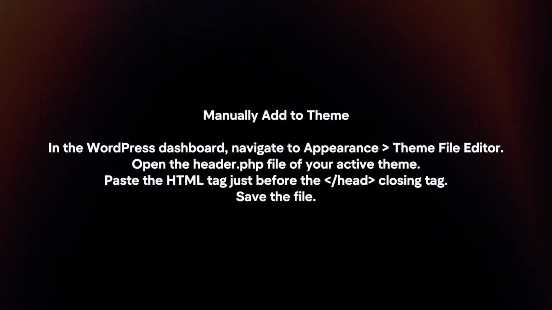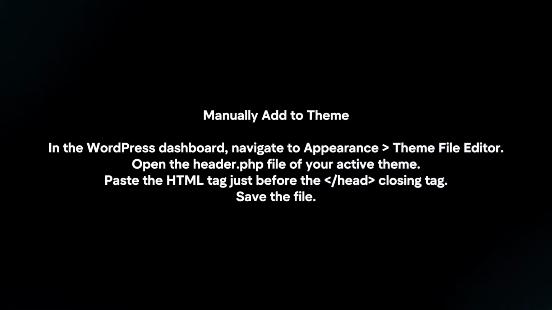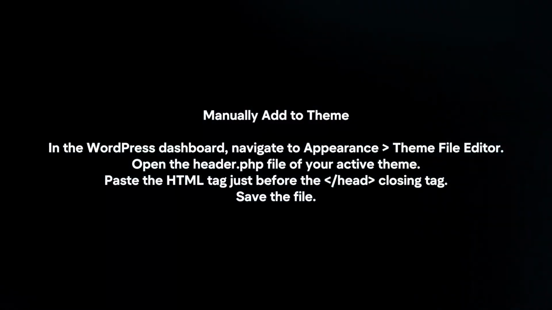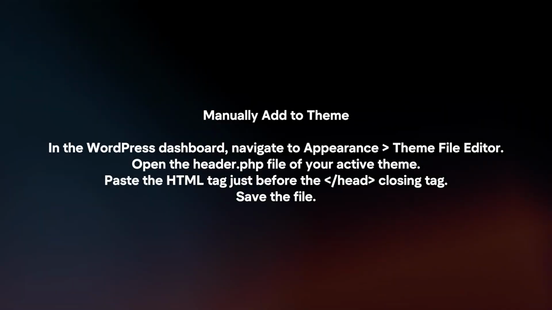Manually add to theme. In the WordPress dashboard, navigate to Appearance, Theme File Editor. Open the header.php file of your active theme. Paste the HTML tag just before the head closing tag. Save the file.